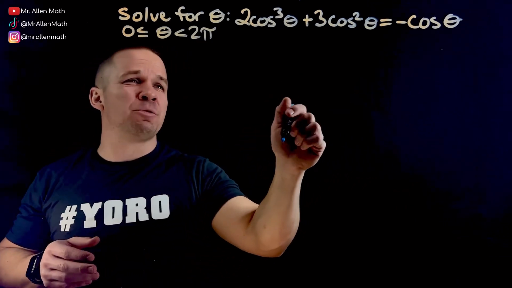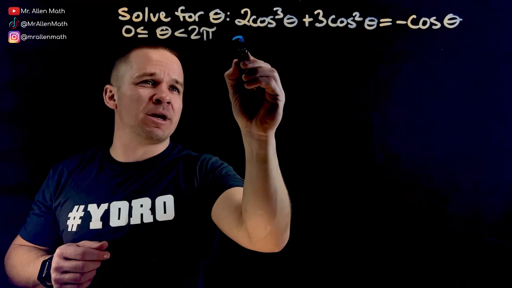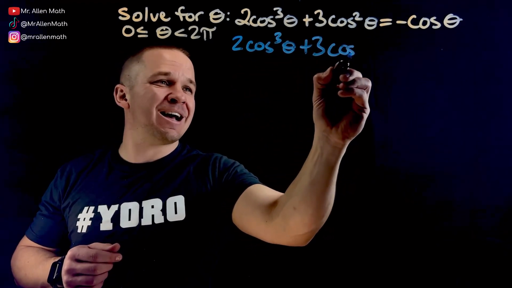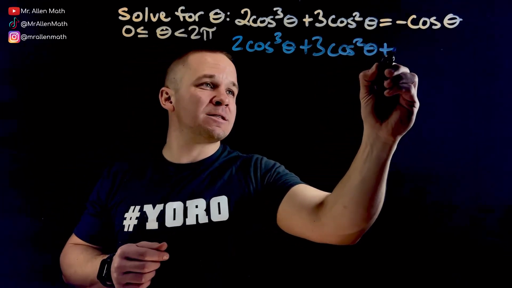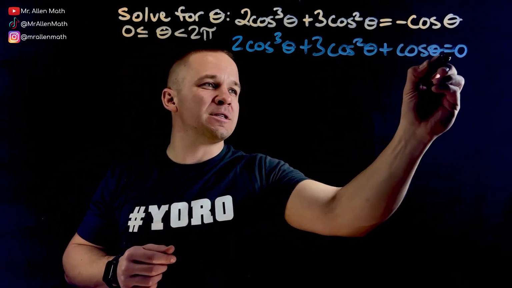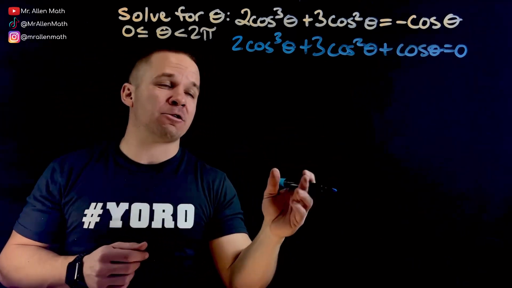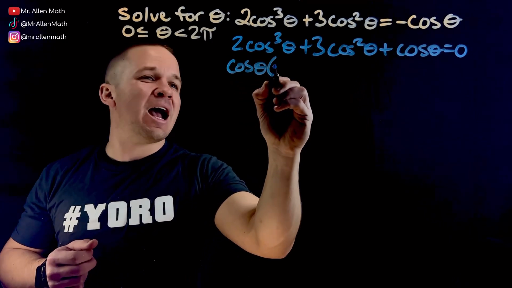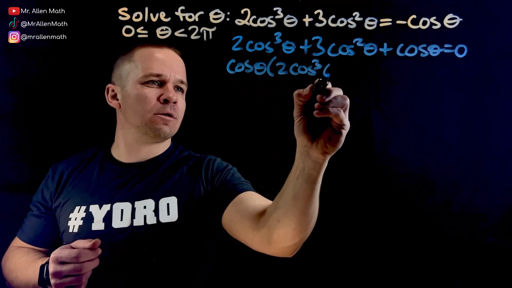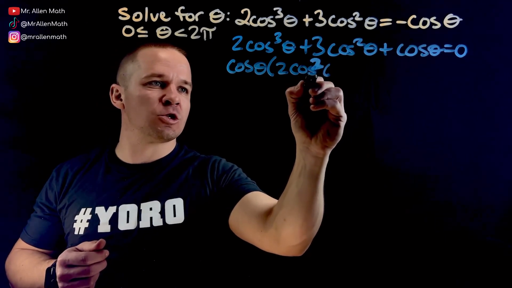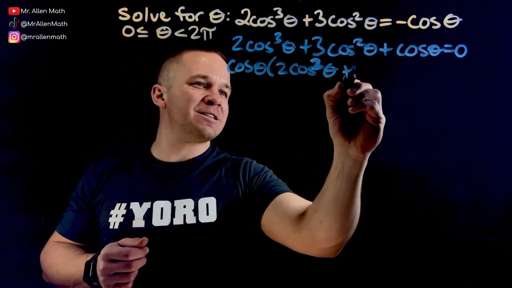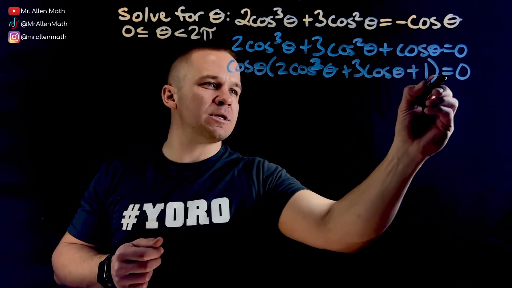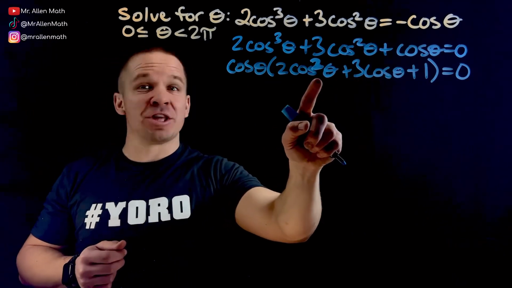So what I'm going to do is set it equal to 0 by adding that guy over. So I'm going to have 2 cosine cubed theta plus 3 cosine squared theta plus cosine theta equals 0. And now I can start factoring. I can take out a cosine as a GCF. So I'll have cosine theta, and then we'll have 2 cosine squared theta plus 3 cosine theta plus 1. Boom, equals 0.